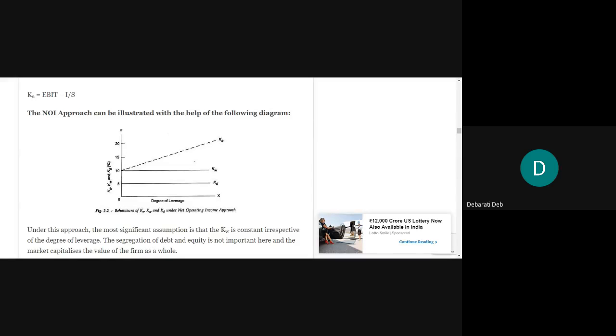That means the investors' earnings from the investment that they have made in the company are going to reduce, and they will have to compromise on that. This was not so in the case of the net income approach, where we assumed that the investors will not perceive more risk if there is more debt in the capital structure of the firm. Okay.